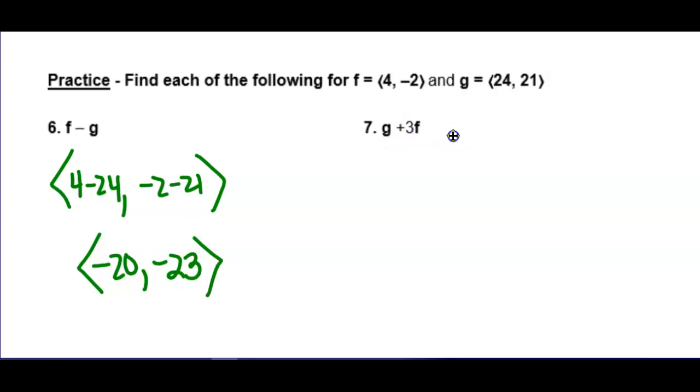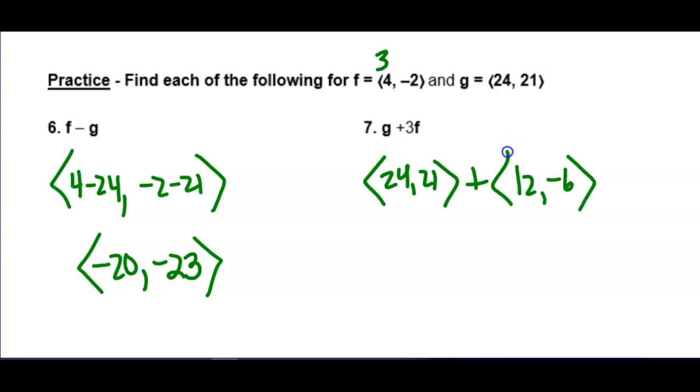And G plus 3F would be G, which is 24, 21, plus 3Fs, which would be 12, -6. So if I add those, I get 36, and 21 and -6 is 15. Hope I didn't make any mental math mistakes.